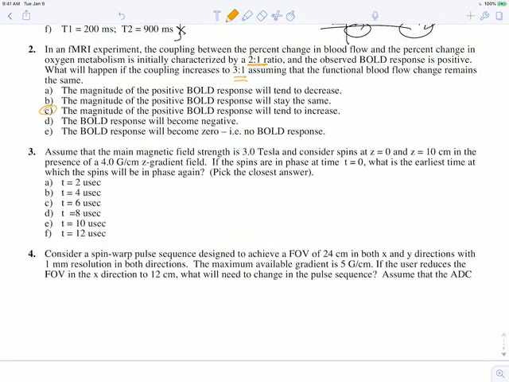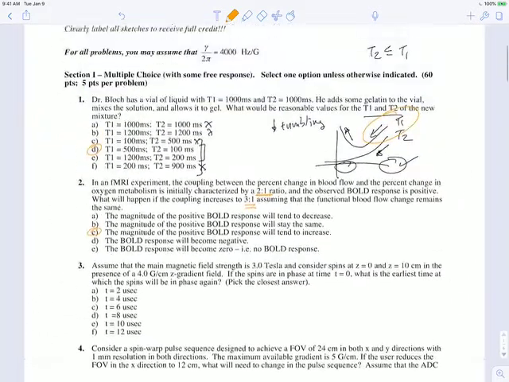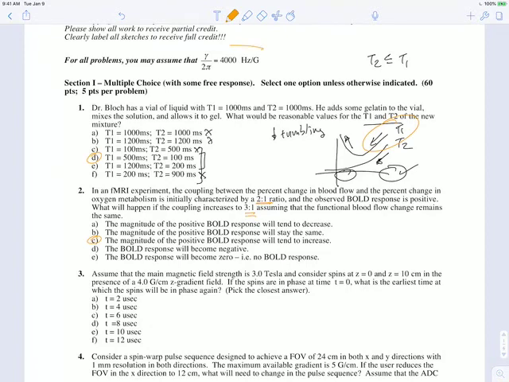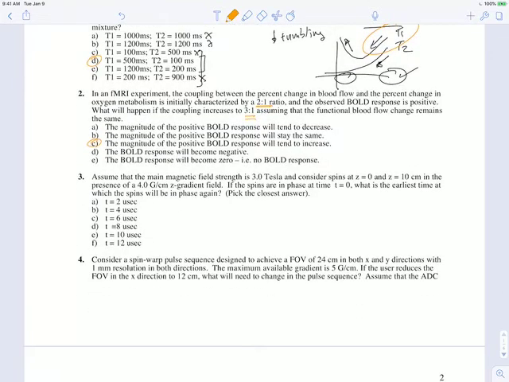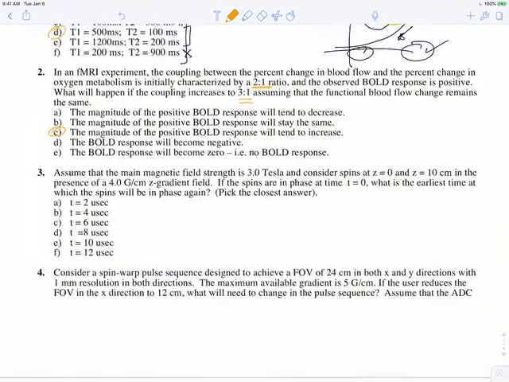Okay, so here's one where, for these things, you're given that gamma over 2 pi is 4,000 hertz per Gauss, just to make the calculations easy. So definitely, I think we will state that on this. For at least all the problems that I'm doing, that's the assumption that will be explicitly stated, 4,000 hertz per Gauss. Okay, so that's what we're going to use.